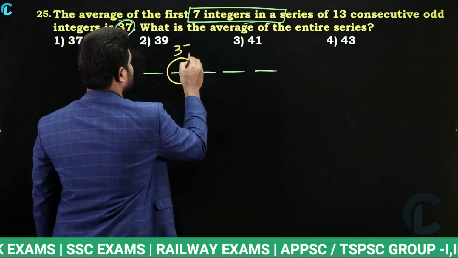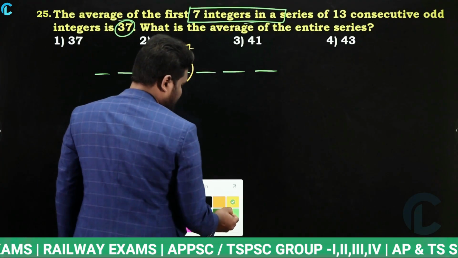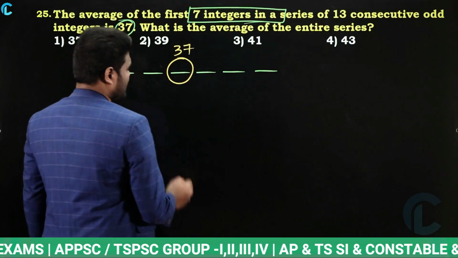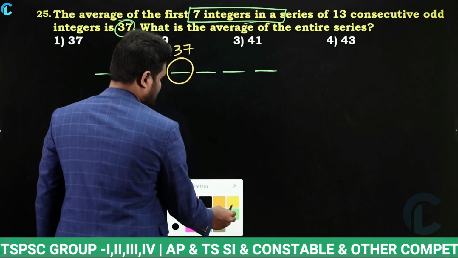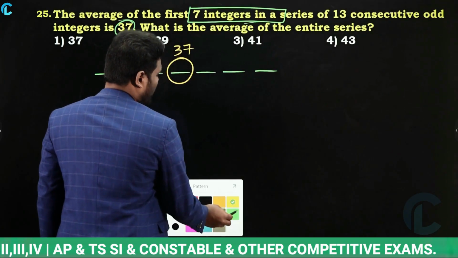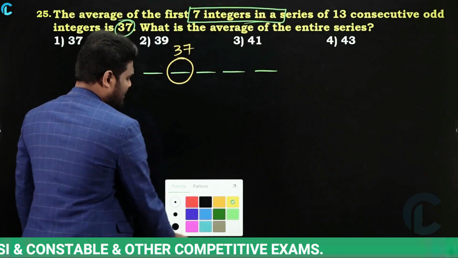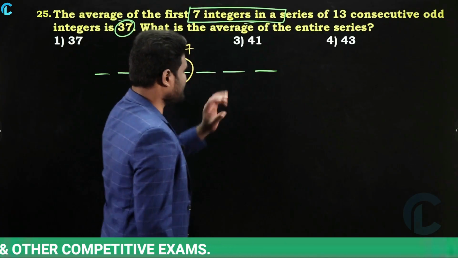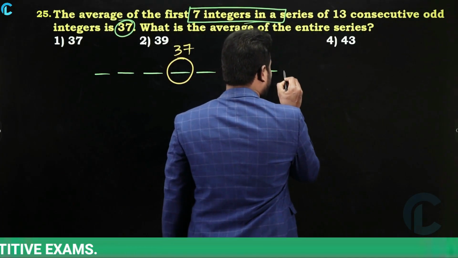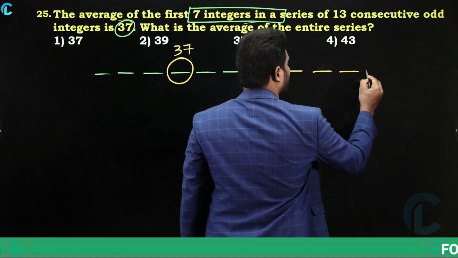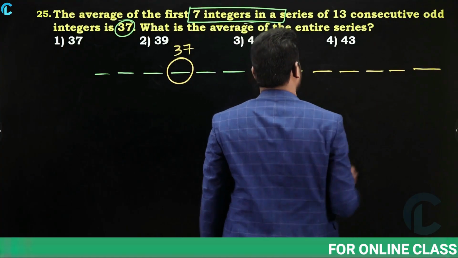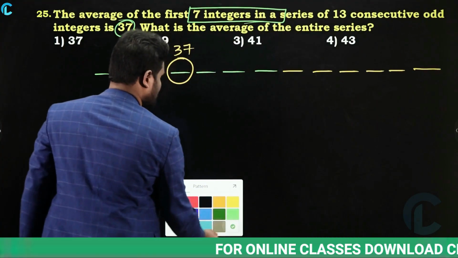This is 37. Now they are saying for a total of 13 consecutive odd numbers, what is the average? That was the question. Already I have written 7 numbers, so 13 numbers means 8, 9, 10, 11, 12, 13. For these numbers, I need to find the average.